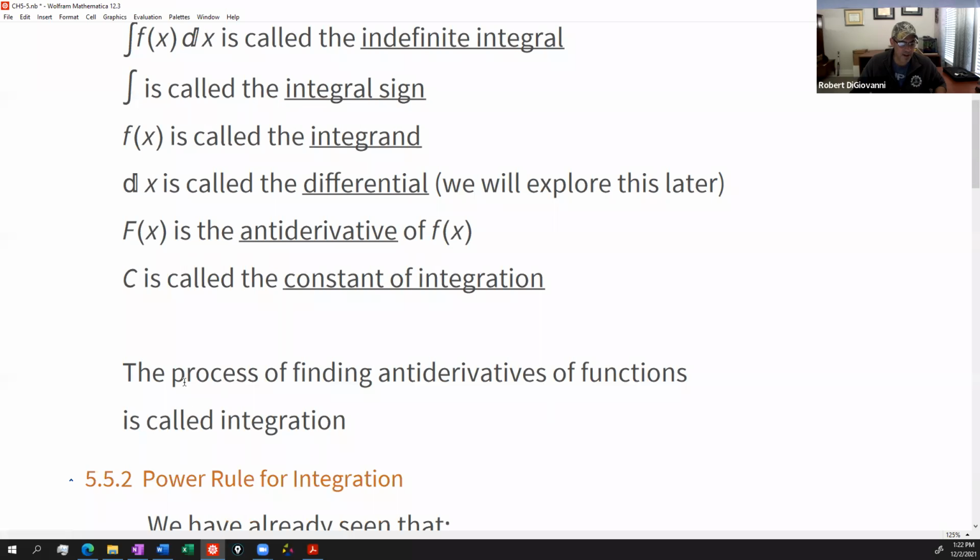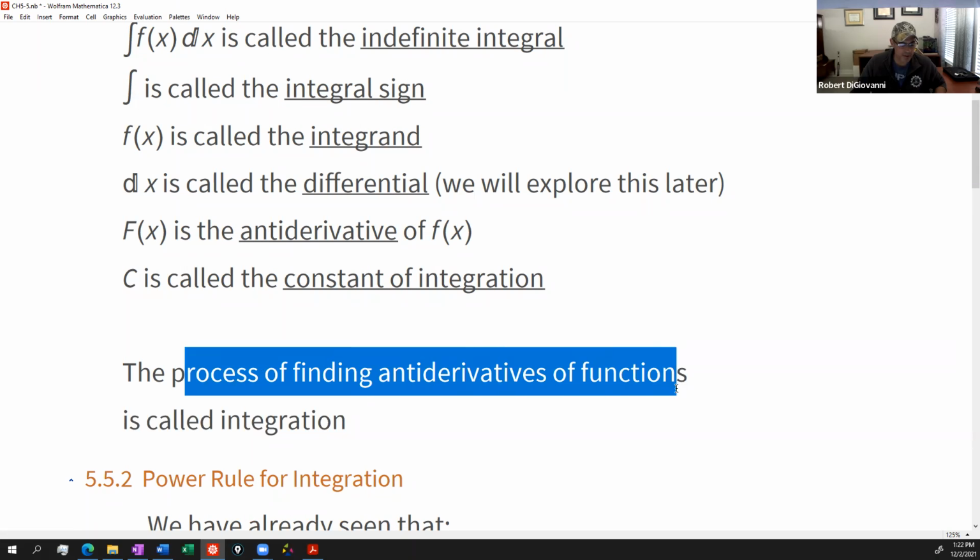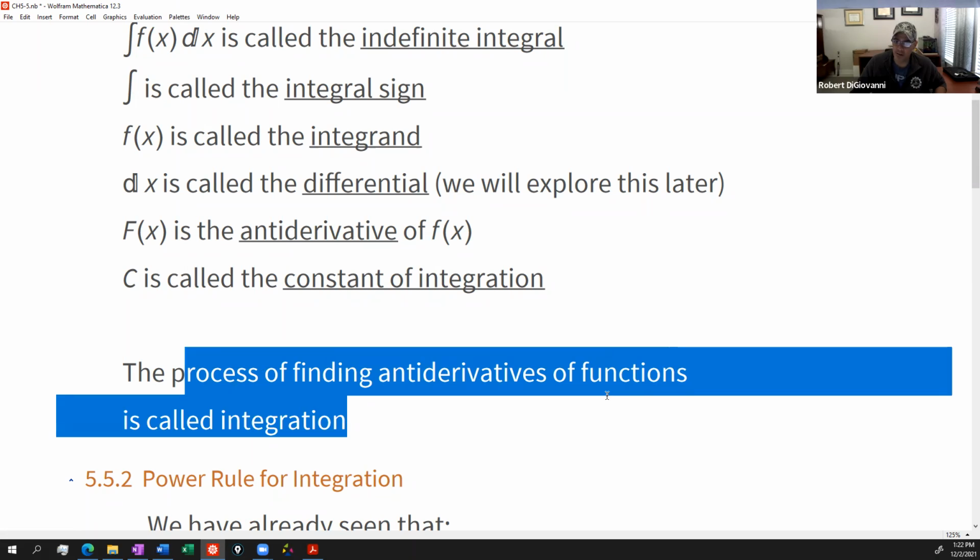All right, the process of finding antiderivatives of functions is called integration, right? Whenever we're finding antiderivatives, it's called integration. When you take derivatives, that's called differentiation, right? Differentiation is taking derivatives. Integration is finding antiderivatives.